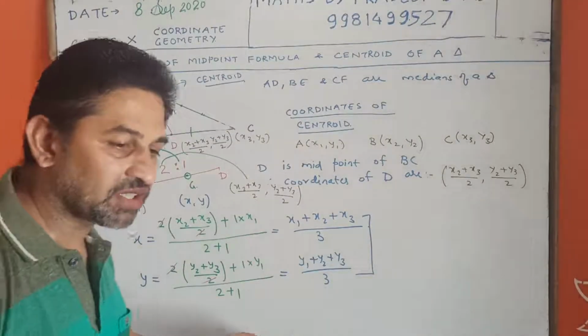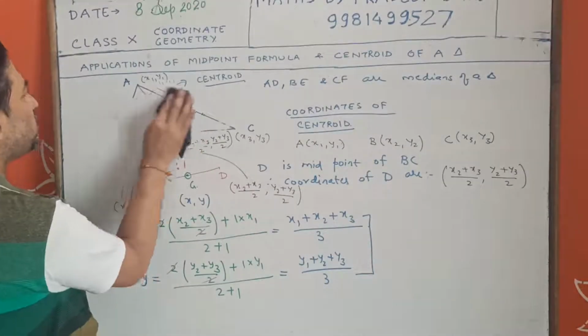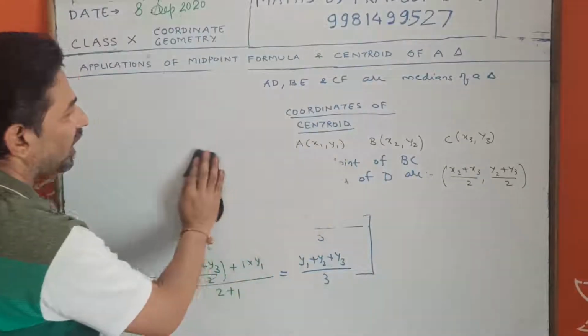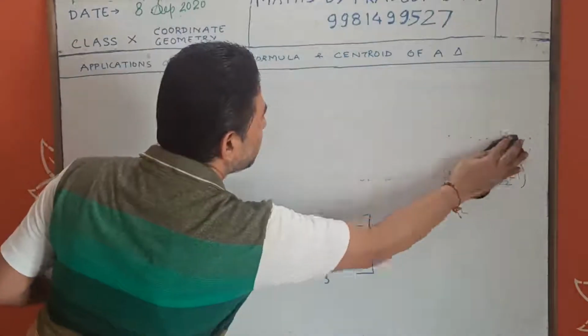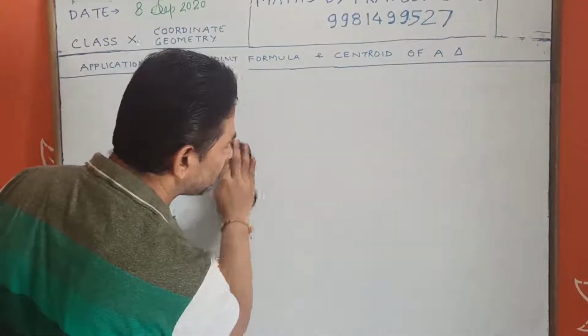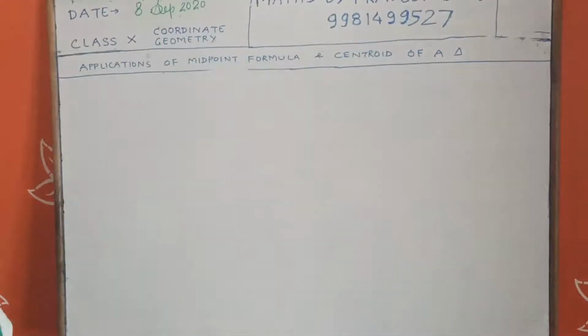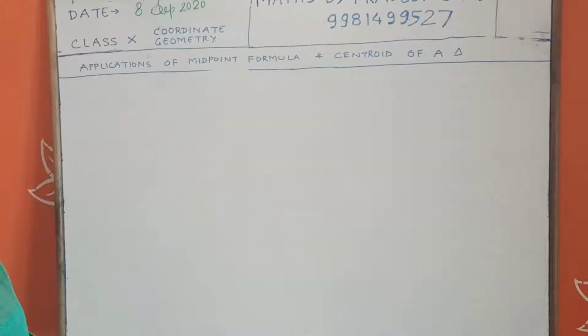So point of intersection of medians is known as centroid. Point of intersection of altitudes is known as orthocenter. Point of intersection of angle bisectors is known as incentre, and point of intersection of perpendicular bisectors of the sides of a triangle is known as circumcenter. So these are important points, and also you need to remember the centroid of a triangle divides the medians in the ratio 2:1, right?